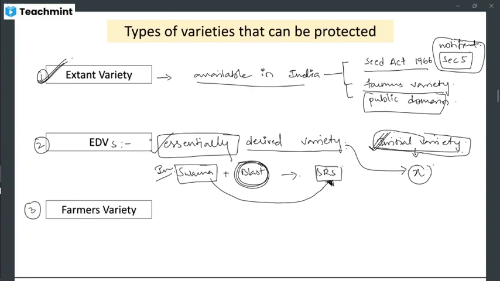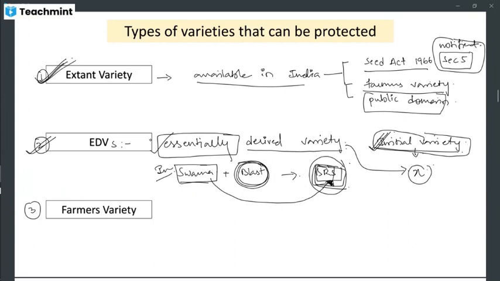So this ultimately is known as your essentially derived varieties. There should be a clear-cut differentiation between Swarna and blast resistant Swarna in terms of what you have added. The essentially derived variety in this case clearly distinguishes from Swarna in terms of blast resistance, but in other terms like cooking quality, etc., it should be similar to Swarna. So these are your EDVs, and these EDVs can also be protected under your PPV FRA.